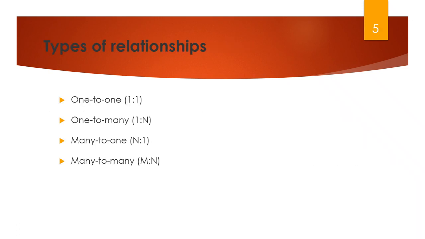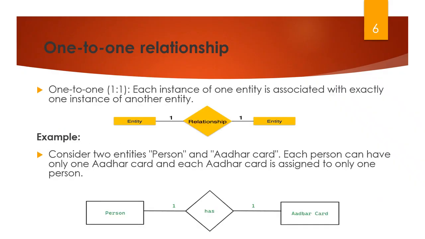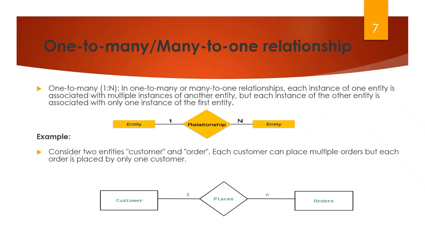Relationship types. There are four types of relationship. There is one-to-one relationship, one-to-many relationship, many-to-one relationship, and many-to-many relationship. Let's talk about one-to-one relationship. Each instance of one entity is associated with exactly one instance of another entity is one-to-one relationship. For example, consider two entities, person and Aadhaar card. Each person can have only one Aadhaar card and each Aadhaar card is assigned to only one person.